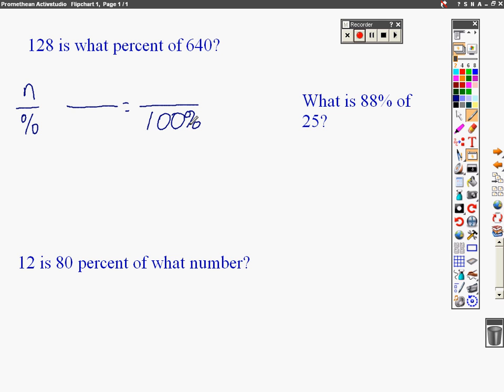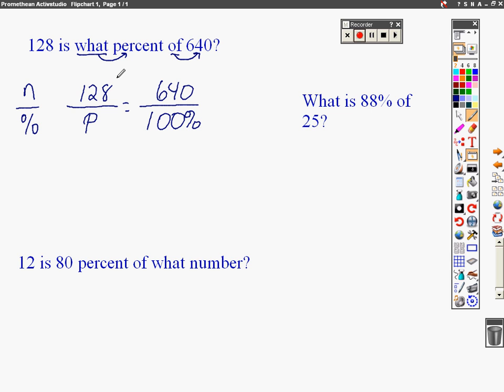Now when we read the problem, we want to look for certain words. For example, "of". 640 tells me that it's of the whole, or of the total, or of 100%. So 640 is matched with 100%. The other key word we want to look for is "what". What percent? That tells us the unknown, or what we're looking for. So we're searching for the percent. And then the last number is 128, so that must go in the empty slot as the numerator.